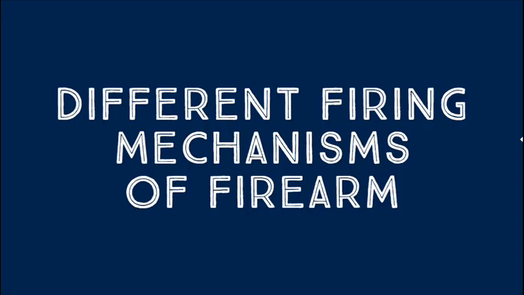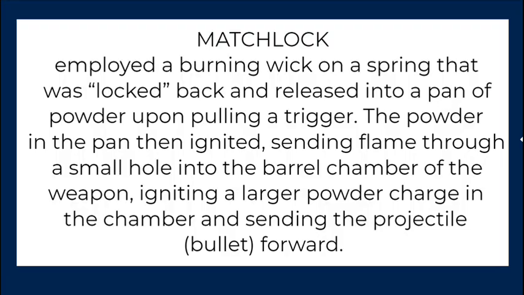Different firing mechanisms of firearms. 1. Matchlock, employed a burning wick on a spring that was locked back and released into a pan of powder upon pulling a trigger. The powder in the pan then ignited, sending flame through a small hole into the barrel chamber of the weapon, igniting a larger powder charge in the chamber and sending the projectile, the bullet, forward.